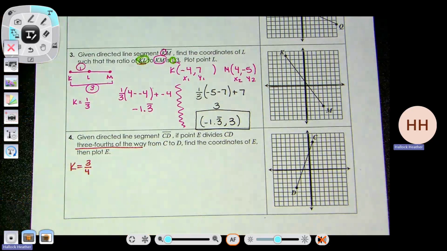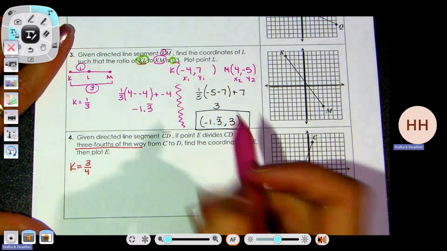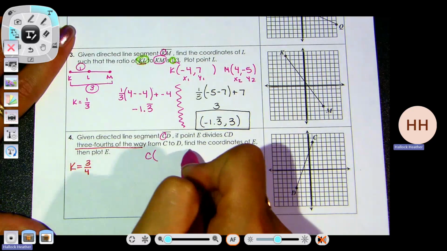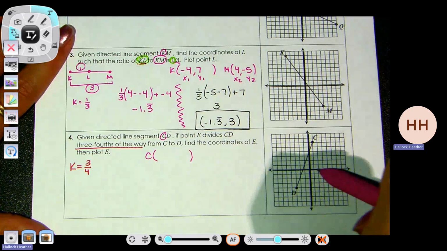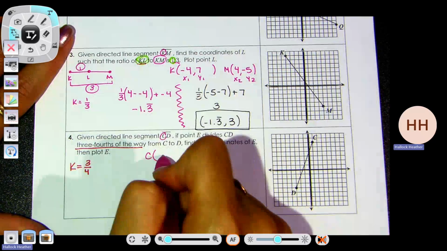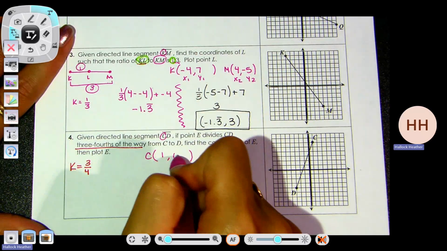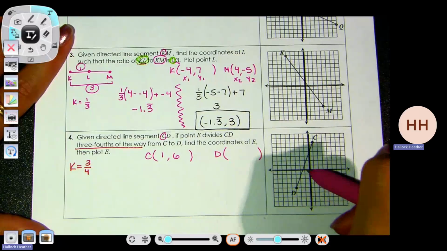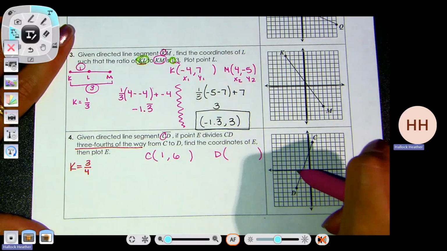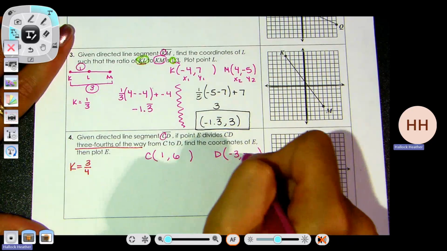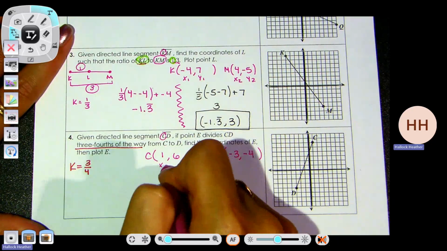And then I just need to write out my coordinates. So let's write out our coordinates together so that we don't accidentally use the wrong coordinates. C is the first coordinate. C has to go first. C is at 1, 1, 2, 3, 4, 5, 6. So 1, 1, 6. D is where I'm ending. So it's actually going backwards. So -1, 2, 3, 1, 2, 3, 4. -3, -4. So take a second, try to plug this in.